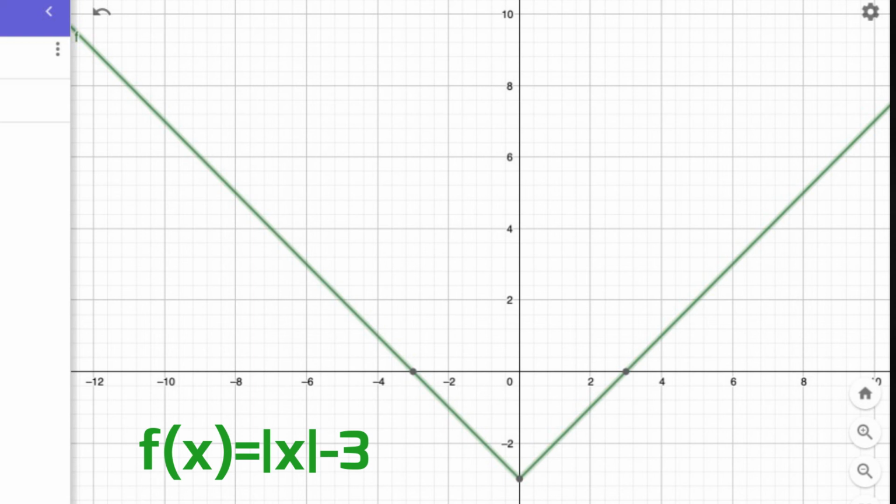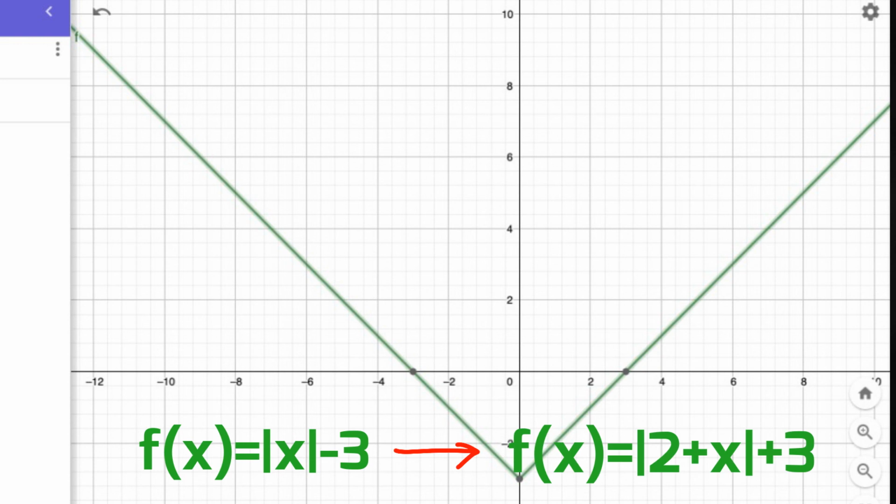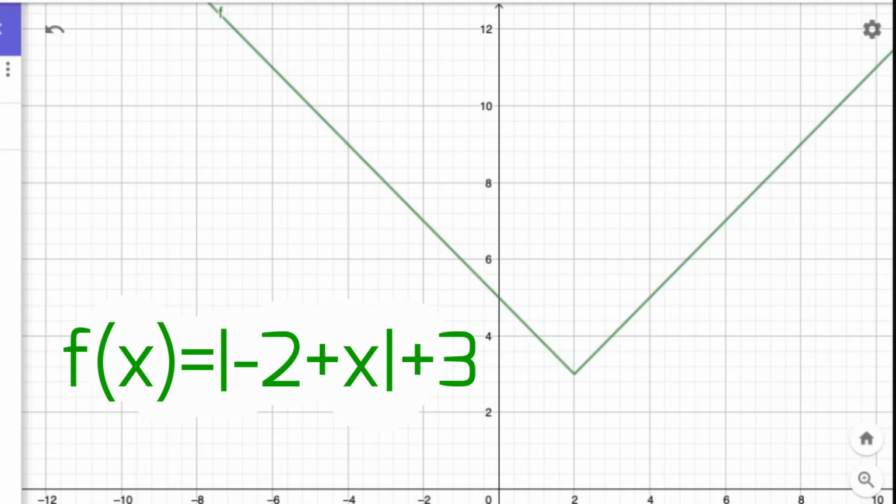what we have to do is modify the sign of our absolute value. And in this way, we can see that our function has moved to the same point but to the opposite side of the graph.